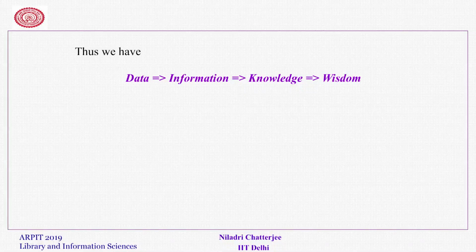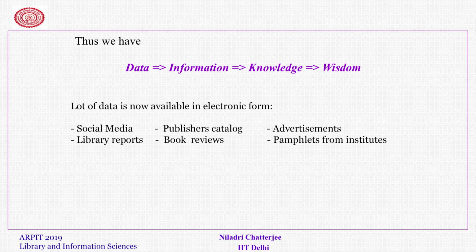So, I believe this simple example tells you how from data we can generate information, and from there the knowledge that we need to design that system. So, in computer science jargon we write that data leads to information, information leads to knowledge, and knowledge leads to wisdom. Now, a lot of data is available in electronic form.